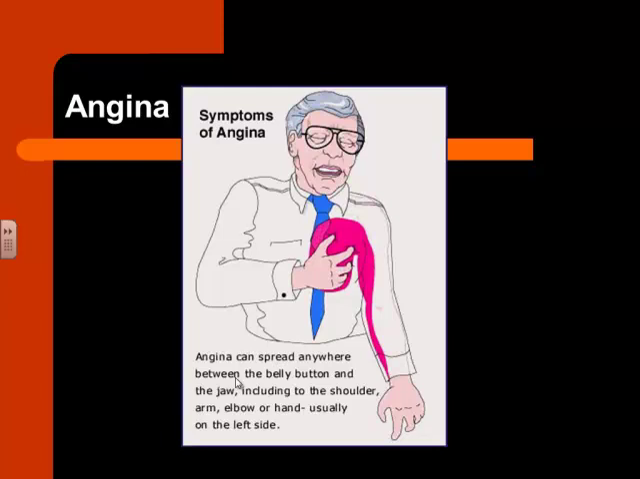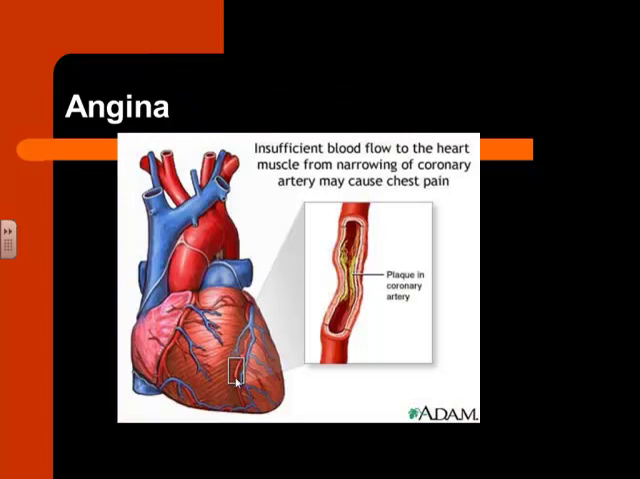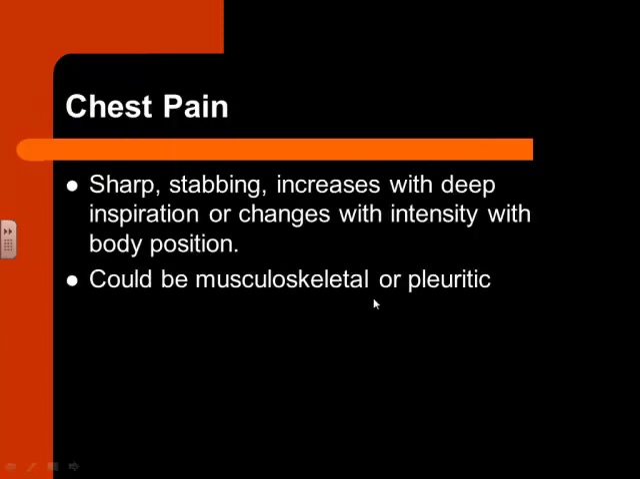So just a picture here. Symptoms of angina can spread anywhere between the belly button and the jaw, including to the shoulder, arm, elbow, and hand, and it is usually on the left side. And then just another picture here when there's insufficient blood flow to the heart. You see this yellow plaque build up, and you can see how it decreases the size of the arterial lumen and how blood flow is going to be obstructed in that vessel. And again, sharp stabbing chest pain that increases with inspiration or changes with intensity with body position is typically muscle related or pleuritic chest pain.